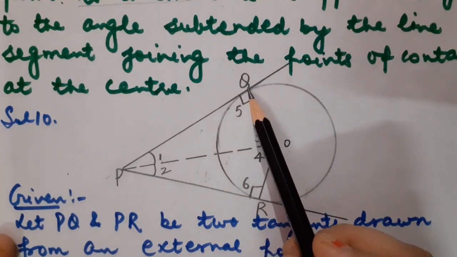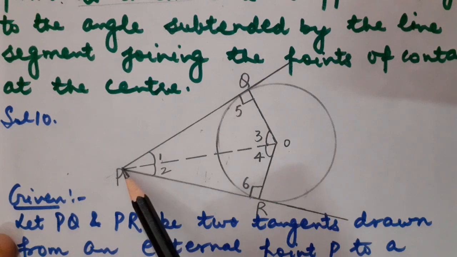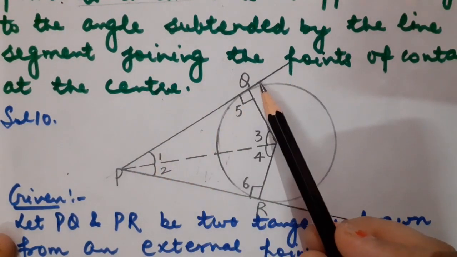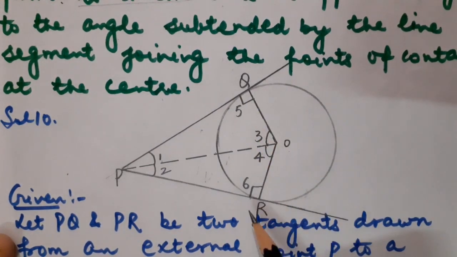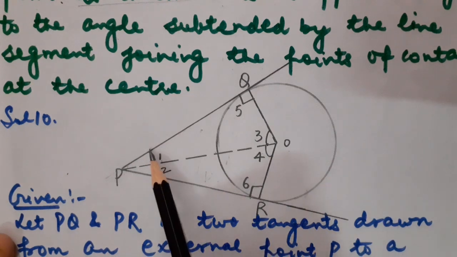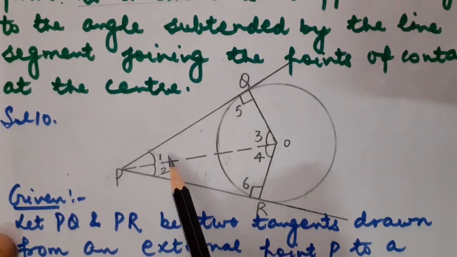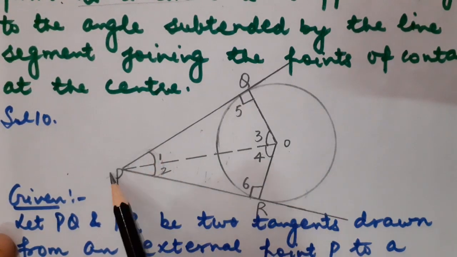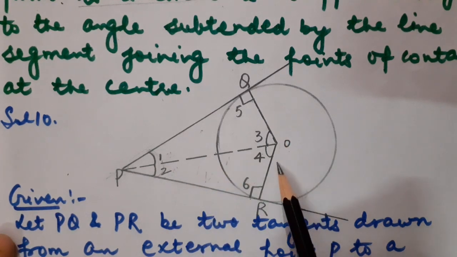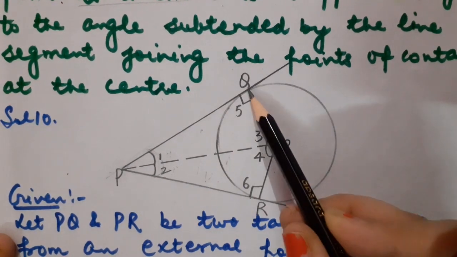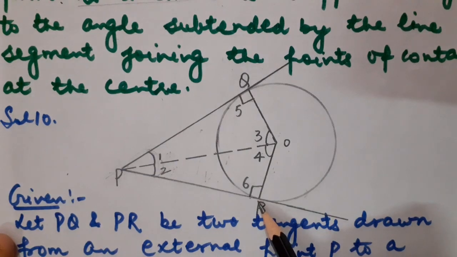Why? Because at point Q as well as at point R, the line PQ, which is the tangent, and the circle touch each other. So what is said in the question is the angle between these two tangents. Here you can see angle 1 plus angle 2. This is the complete angle made between PQ and PR. This is supplementary to the angle subtended by the line segment joining the point of contact at the center. Here you can see OQ as well as OR. These are two line segments.